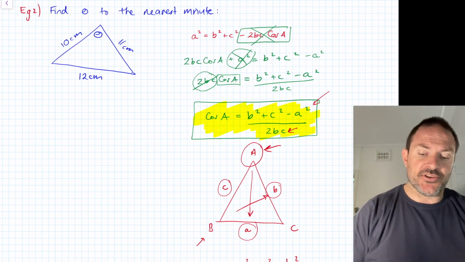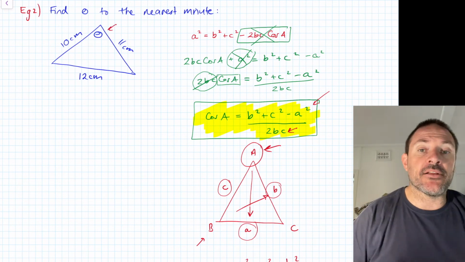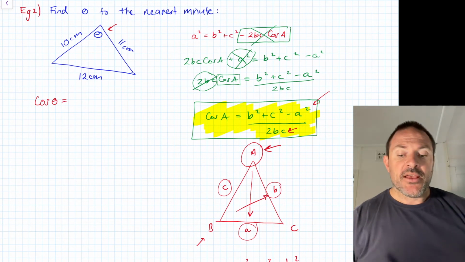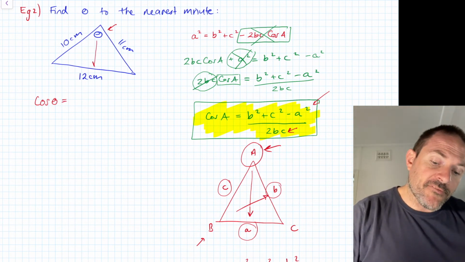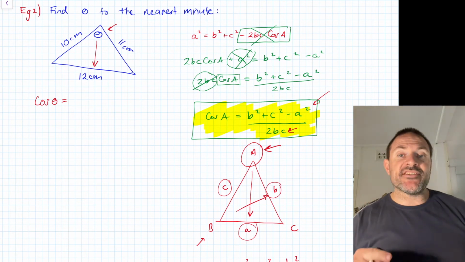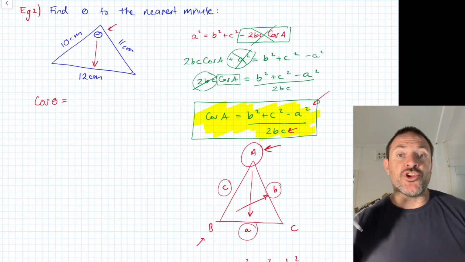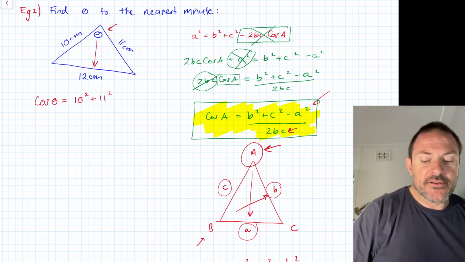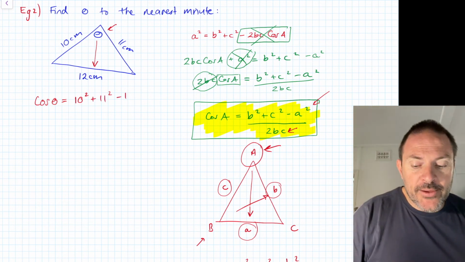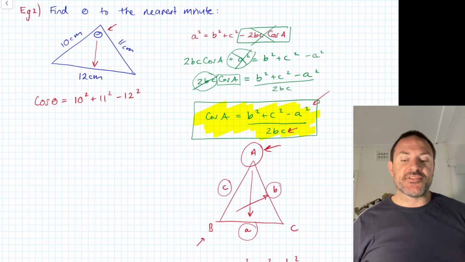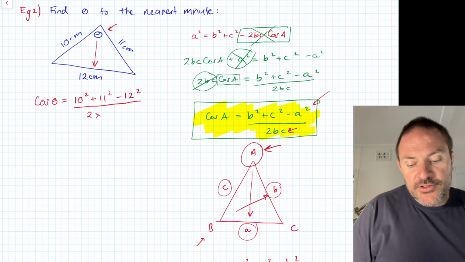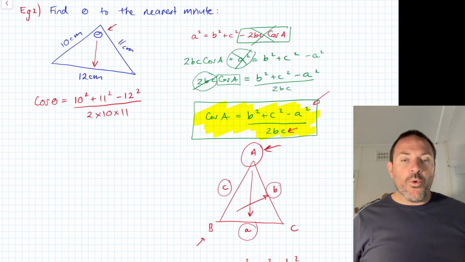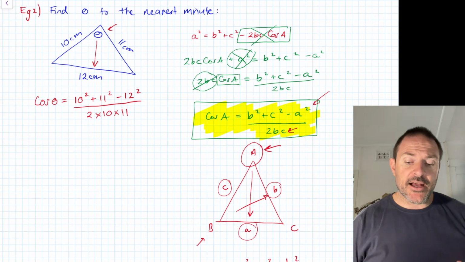So let's look at this question. We're trying to find this theta, this angle inside here. So instead of saying cos A, let's say cos theta. Now, remembering the most important thing for my rule is the 12 is the one that I'm minusing on top on my numerator. So I'm adding the square of 10 and 11, 10 squared plus 11 squared, but I'm subtracting the opposite side, all over 2 times the first 2 numbers, okay? Once you do this a few times, it really isn't that hard.